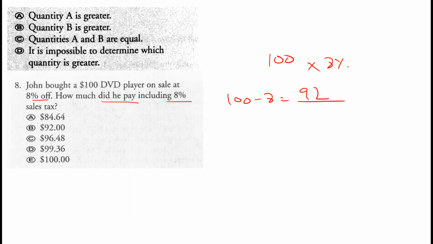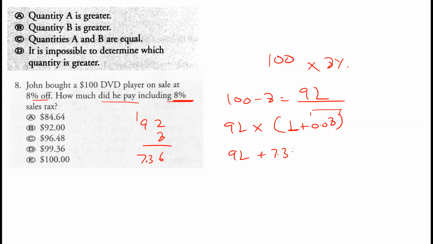So the DVD is being sold for 92, but we also need to pay tax of 8%. So 92 into 1 plus 0.08. Now this 1 is your cost of the DVD, and this is your sales tax. So 92 into 8 would be 8 2s are 16, 8 9s are 72, so 73. Because it is 8%, this would be 7.36. So 92 plus 7.36 equals 99.36.